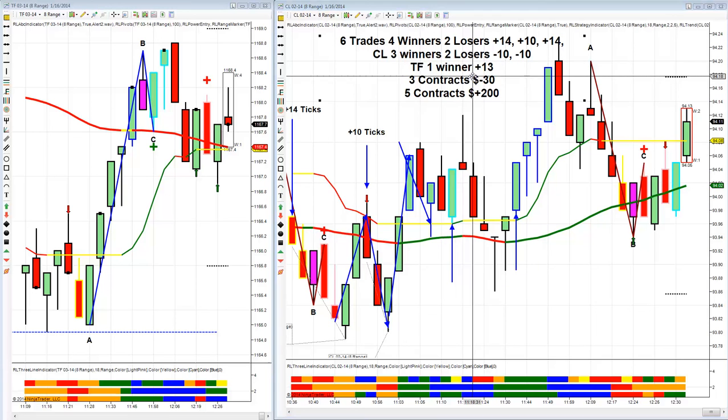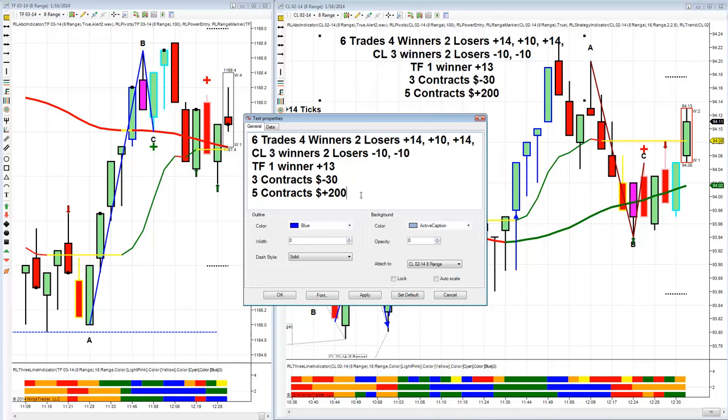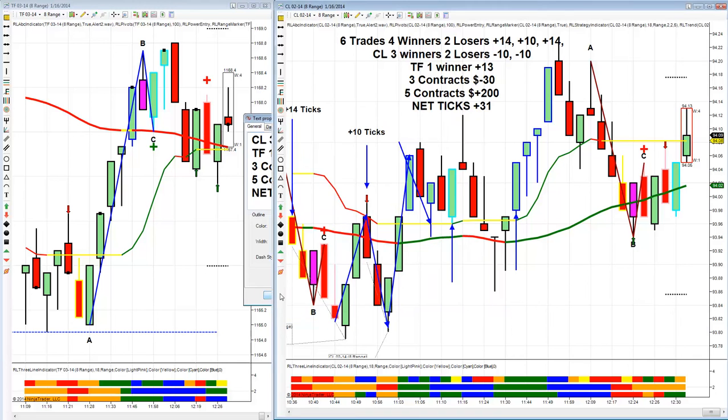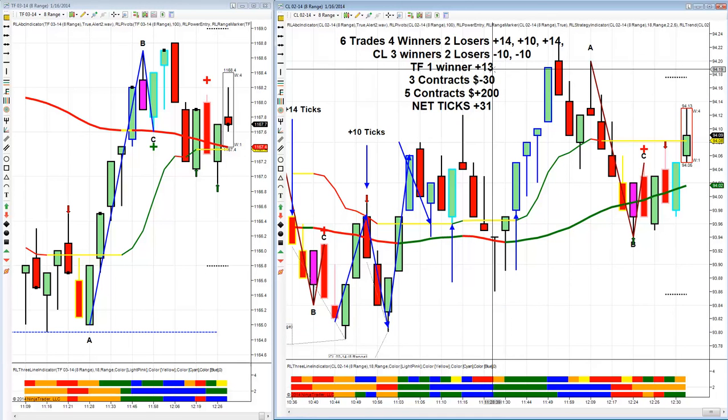So our total net ticks is plus 31. And this is our most rugged trading day of the entire month. We only had one full loser the entire month of January, and we had two full losers today.